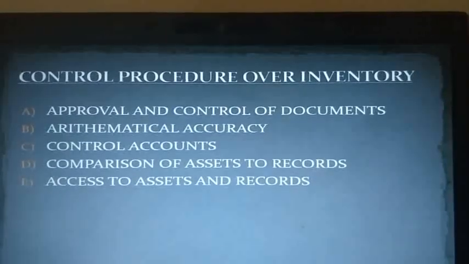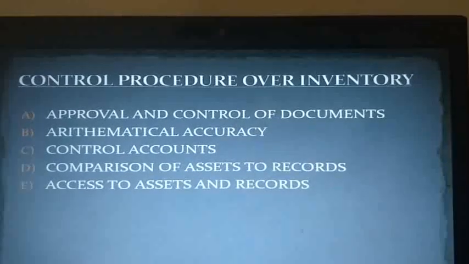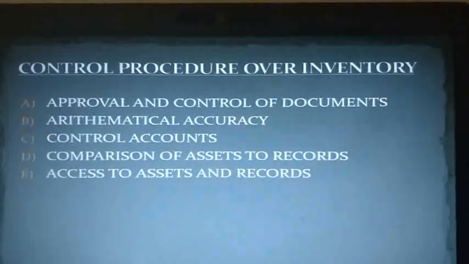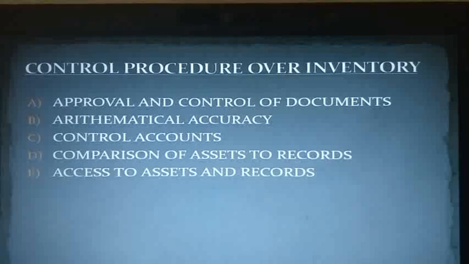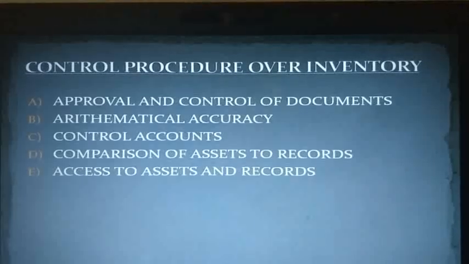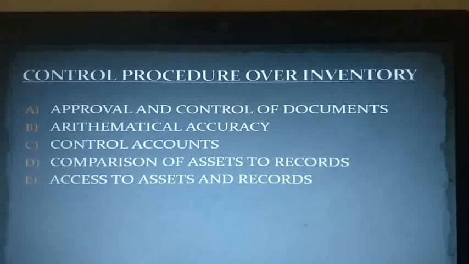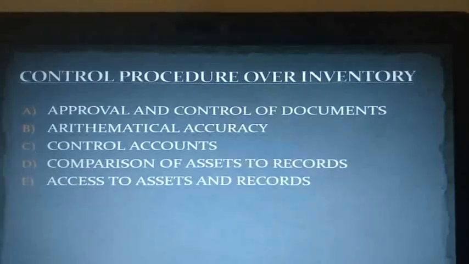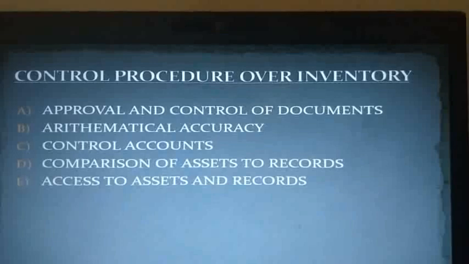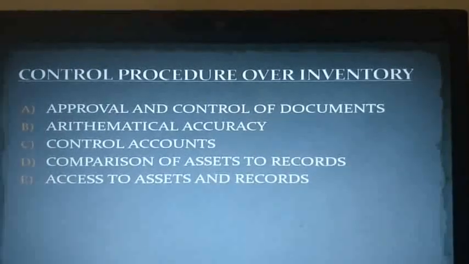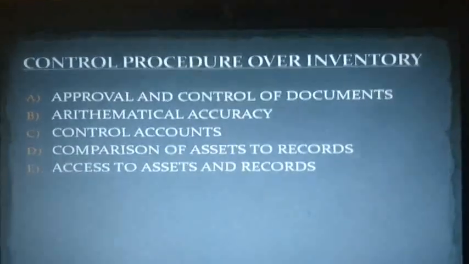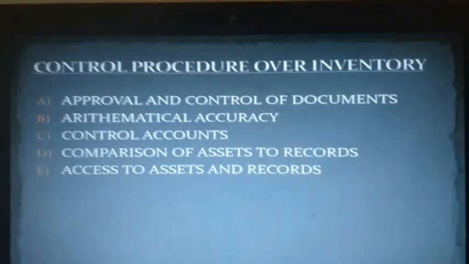Now next, you have comparison of assets to records. In your comparison of assets to records, inventory level should be periodically checked against the records by a person independent of the stores personnel, and material differences should be investigated. You need to continuously investigate, and the person who is appointed should control, maintain and continuously check the records. And it should be done at least once in a year.